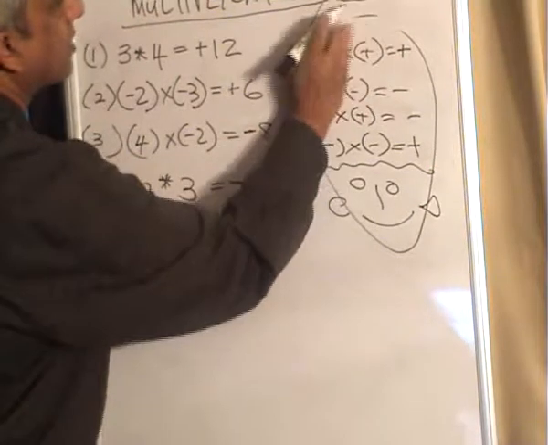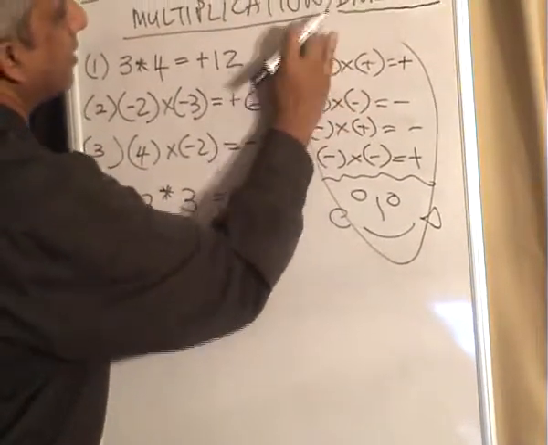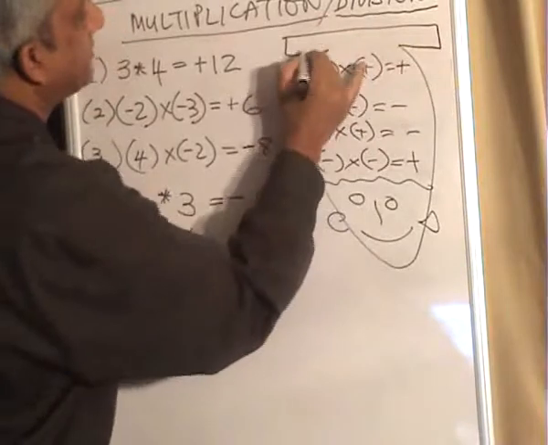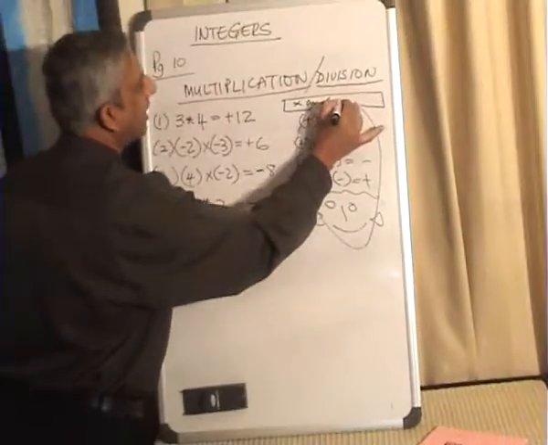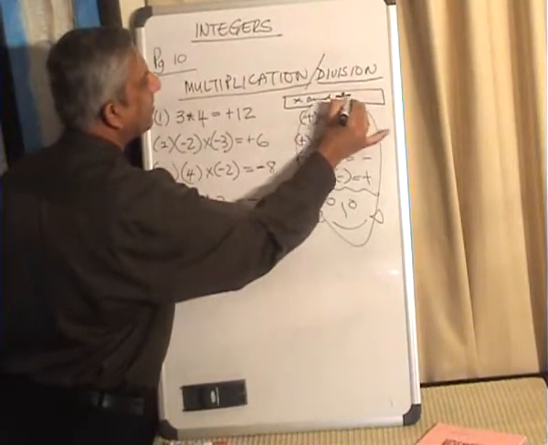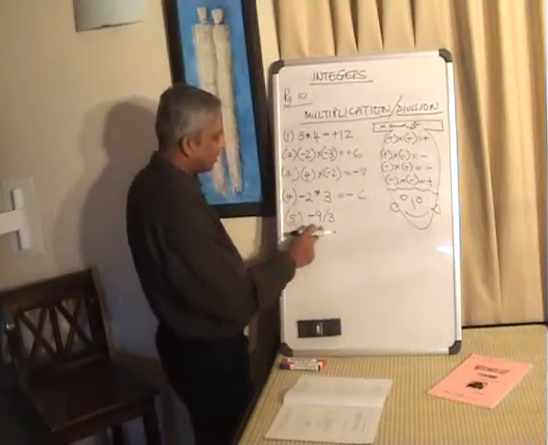Now these rules work. The same rules work for multiplication and division. Alright, so we were here.